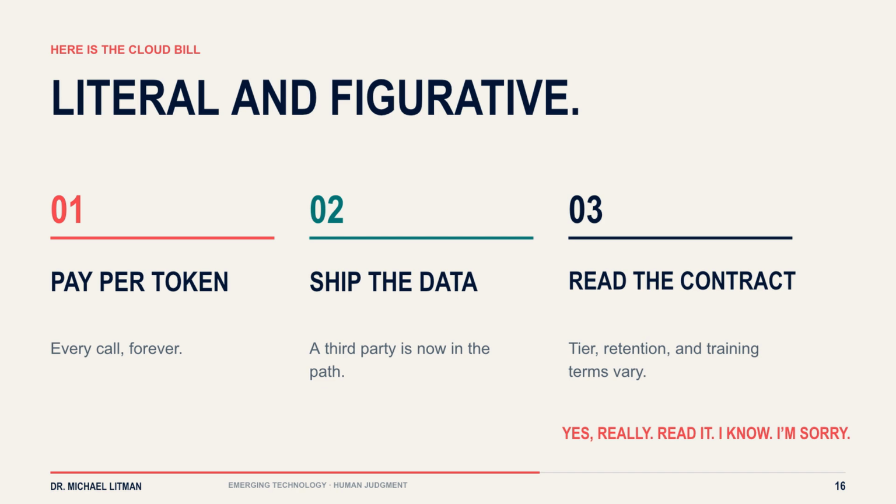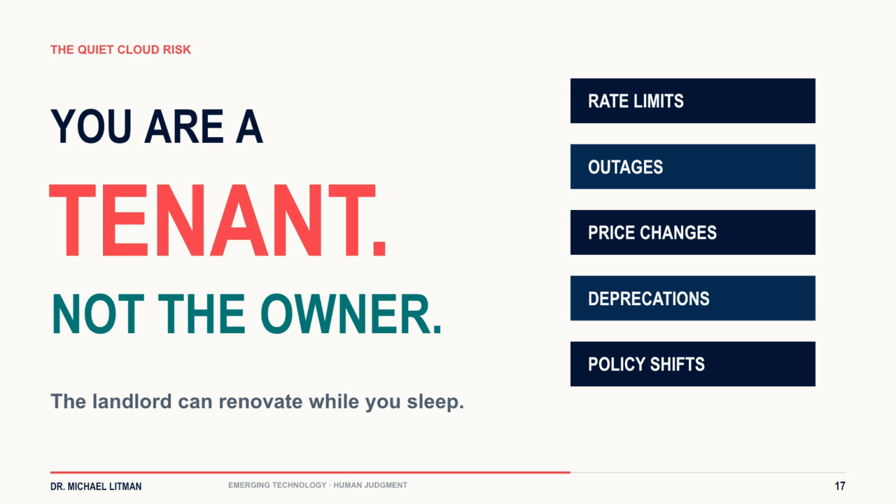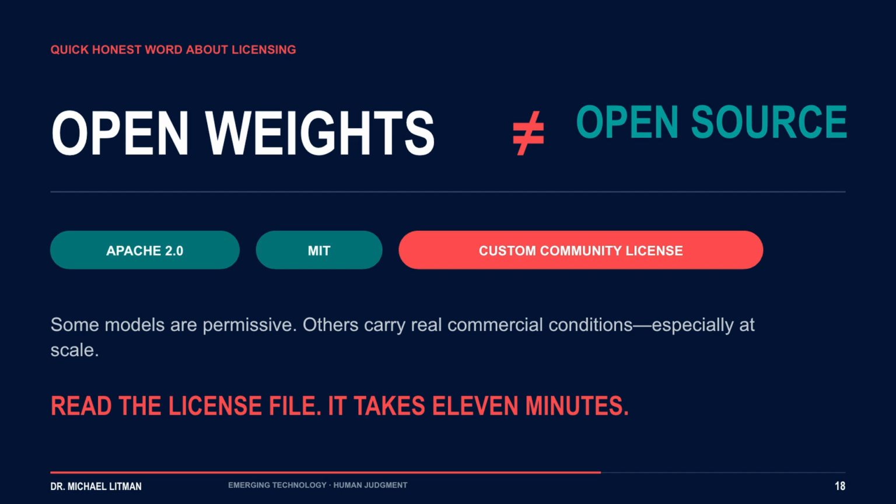I know. I'm sorry. And then there's vendor dependence, which is the quiet one. Rate limits, outages, price changes, model deprecations, policy shifts. Your entire product becomes a tenant in a building you do not own, and the landlord can renovate whenever they feel like it.